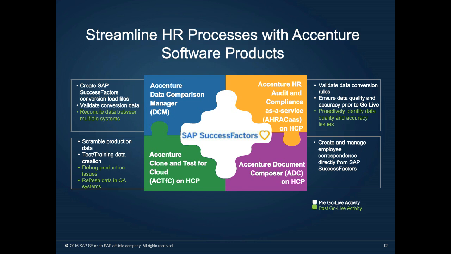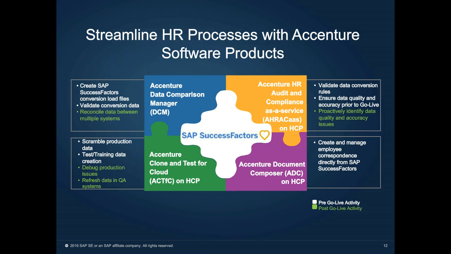Moving on to that green, at the 7 o'clock position, the Accenture Clone and Test for Cloud, right? This is an app that's similar to its brother that lives inside the SAP HR on-premise world. Clone and Test for Cloud is all about copying data from production down to downstream systems in SuccessFactors and Employee Central and anonymizing that data so that you still have good data, but it's anonymized, or be able to create data very quickly without having to run big conversion programs or manually type it in, right?